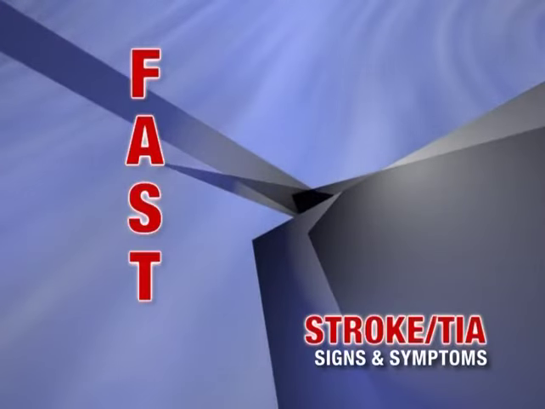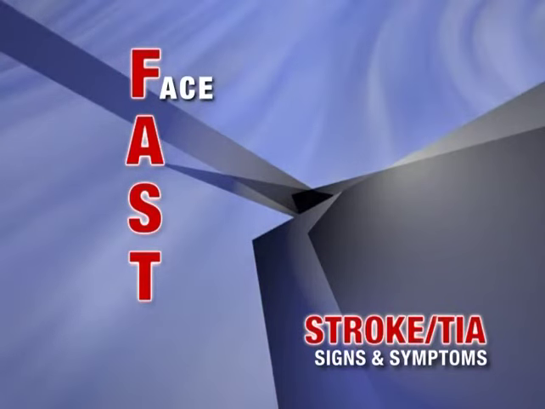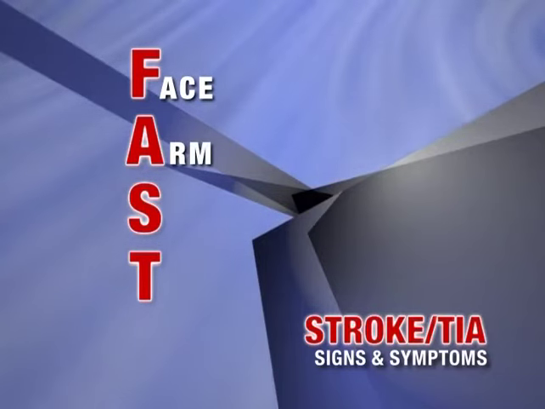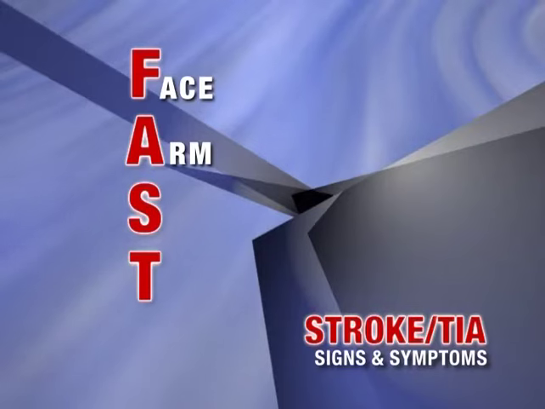Remember the acronym FAST as a way to check for the signs of a stroke and to get immediate help. F stands for face, facial numbness or weakness, especially on one side. A stands for arm. With their eyes closed, have the casualty raise both arms in front of them. Check if one arm does not move as well or drifts down in relation to the other.